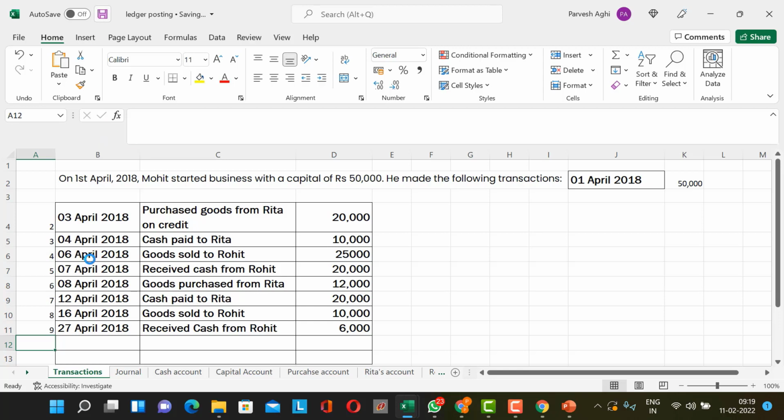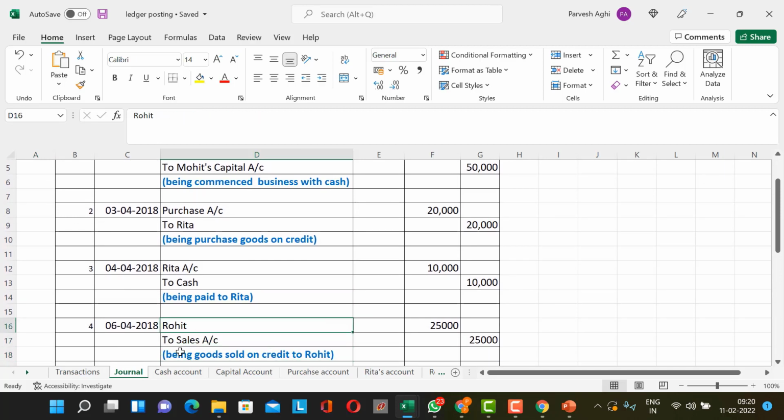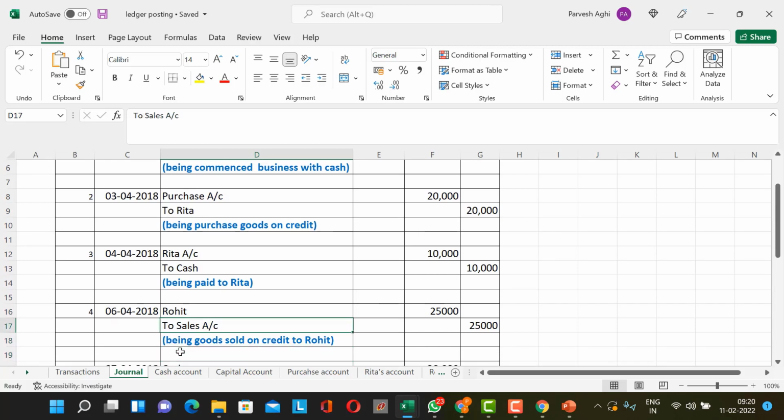So we were on the fourth transaction, goods sold to Rohit, for 25,000. When we go to the journal entry for the fourth transaction, Rohit will be debited because the goods have been sold to Rohit, and sale account will be credited. Now, what is sale account? Nominal, real, or personal?